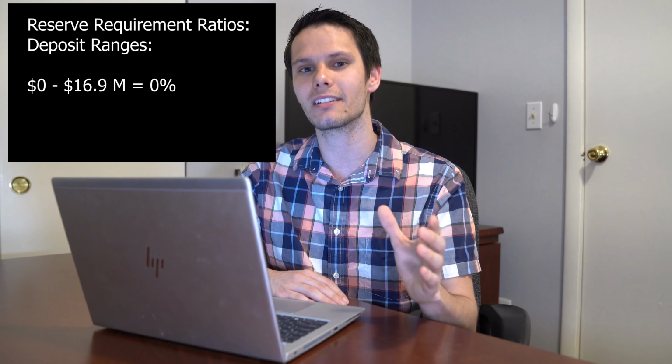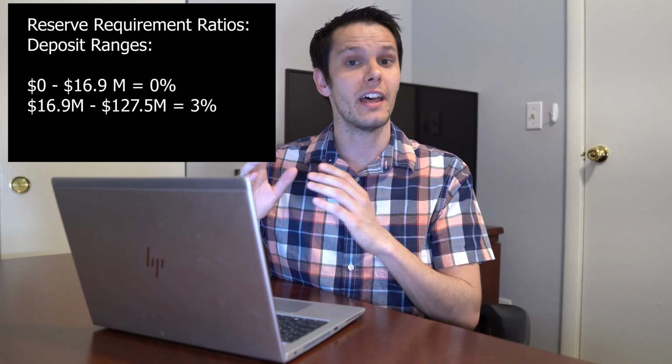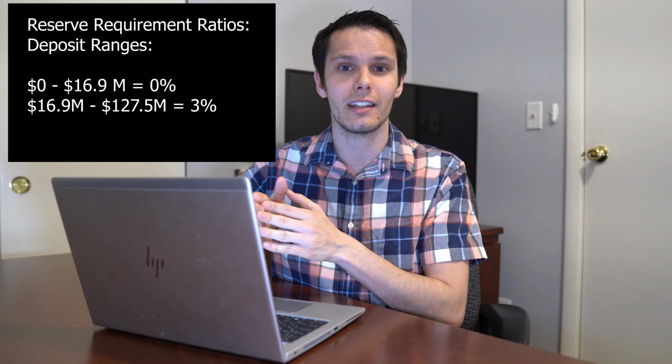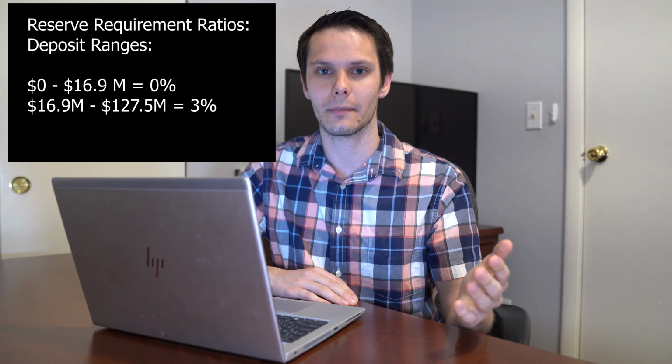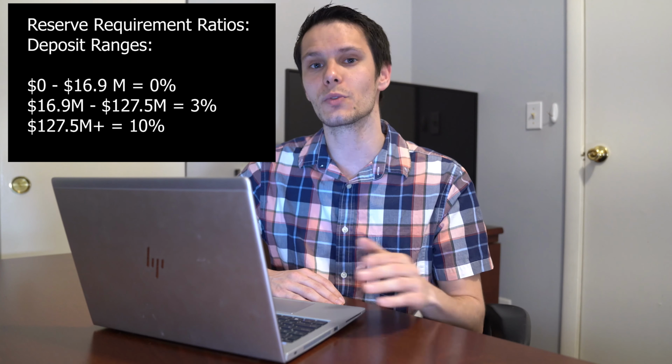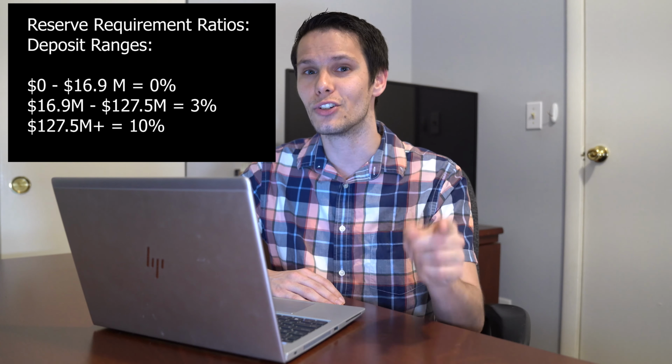Pre-virus, banks that had deposit totals under 16.9 million didn't have to keep any required money. Then, banks from that 16.9 million to 127.5 million just had to keep 3% overnight. And finally, for the largest banks, those with deposit amounts over 127.5 million had to keep just 10%. Even these rates seem absurdly low to me. Only holding 10% of deposits as liquid cash just seems irresponsible.